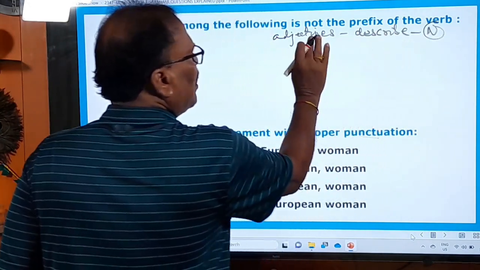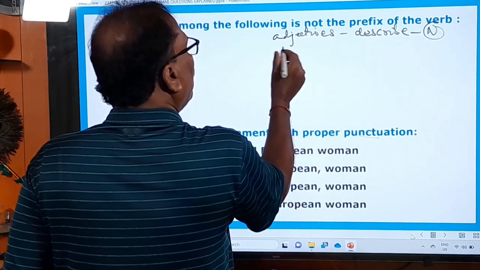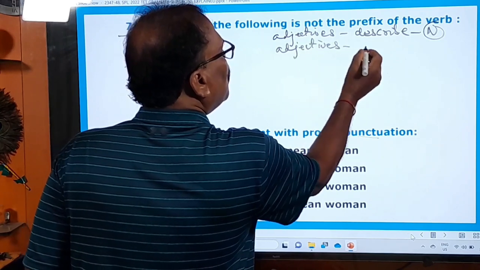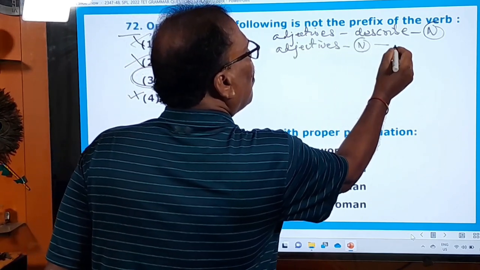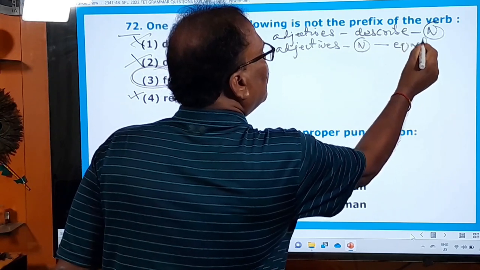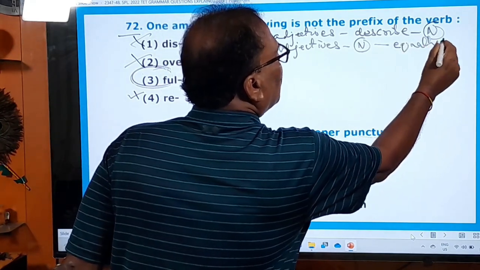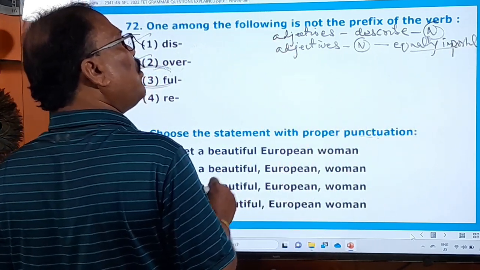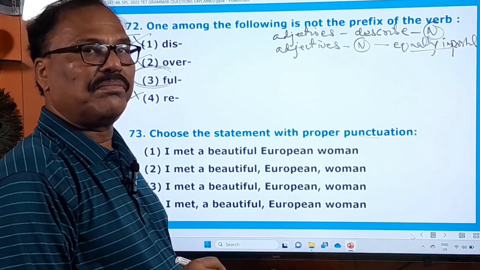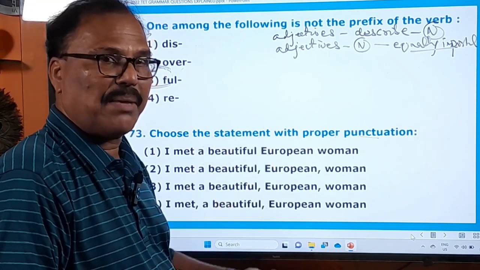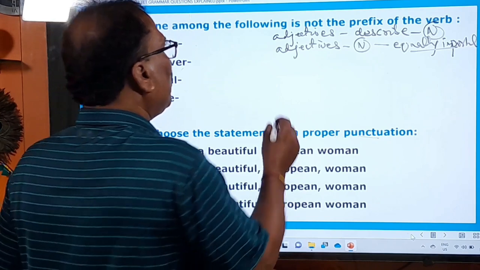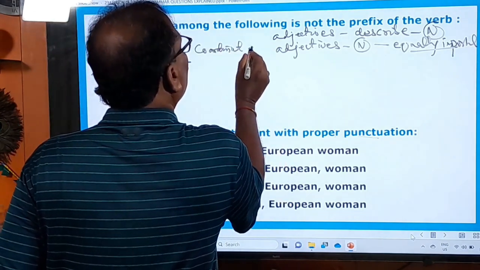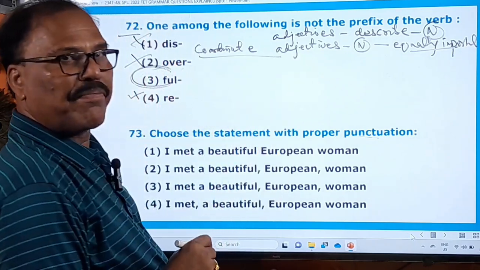Okay, you know this very well. Adjectives are used to describe a noun. If adjectives used to describe a noun are equally important, then you can use a comma. If all the adjectives describe the same noun and are equally important, they are called coordinate adjectives. Then you can use commas.